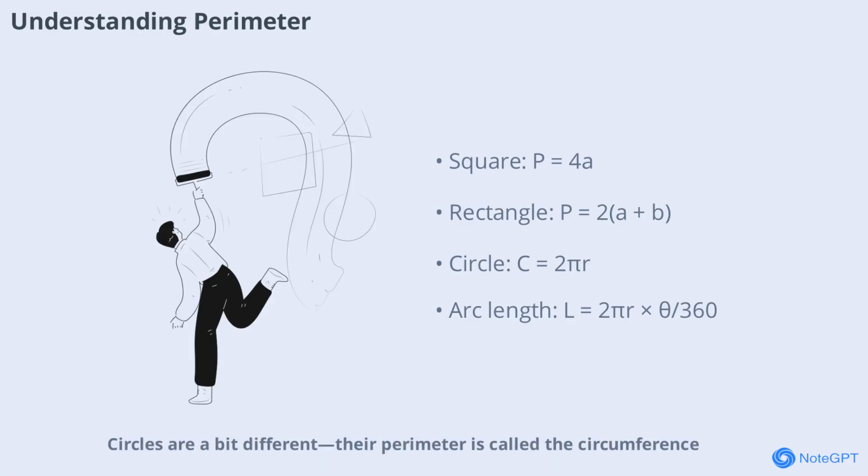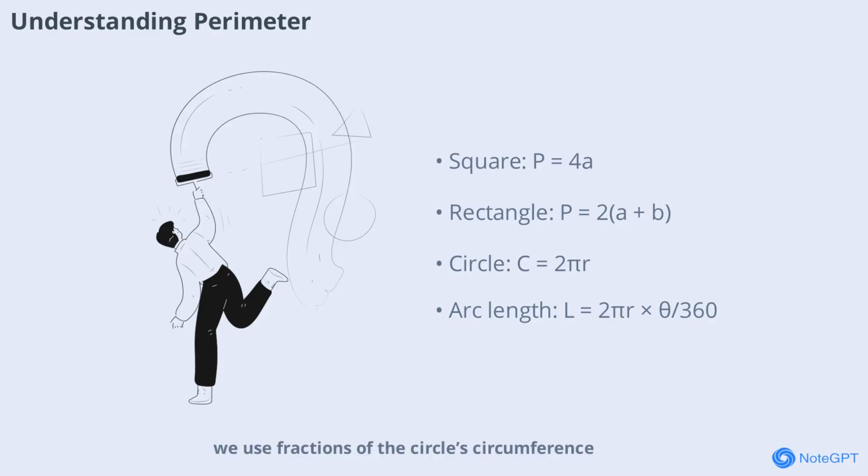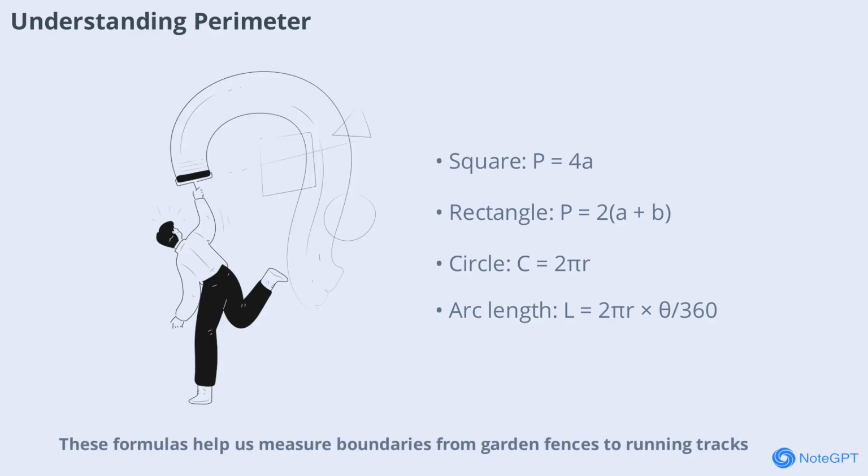Circles are a bit different. Their perimeter is called the circumference, calculated as 2 times pi times the radius or pi times the diameter. For arcs like semicircles or quarter circles, we use fractions of the circle's circumference. These formulas help us measure boundaries from garden fences to running tracks, making perimeter a practical tool in everyday life.